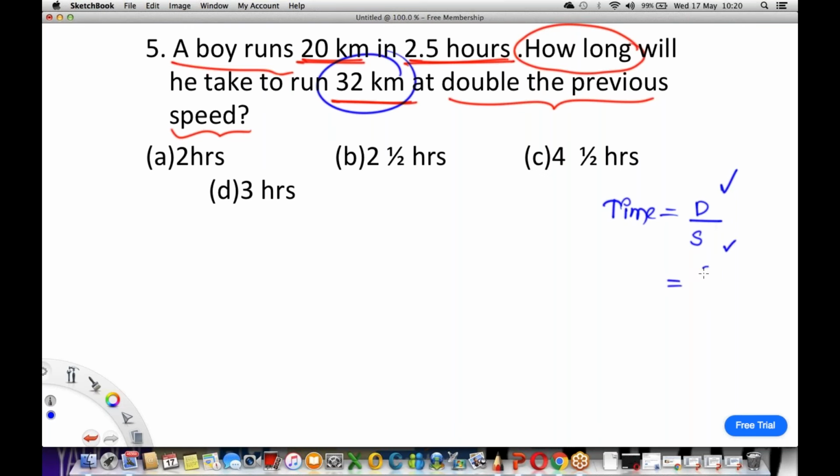I have a distance value directly as 32 kilometers, but I don't know the speed. So what is the speed he mentioned? Speed is double the previous speed. So what is the previous speed actually? Look at the first statement now.